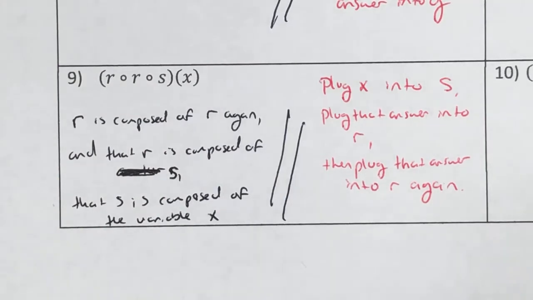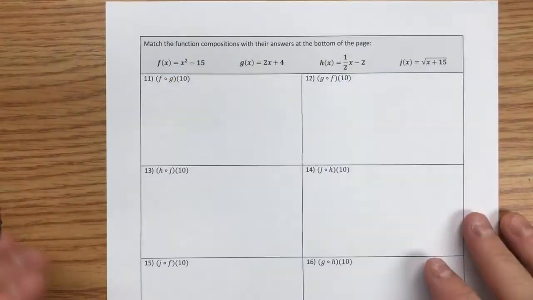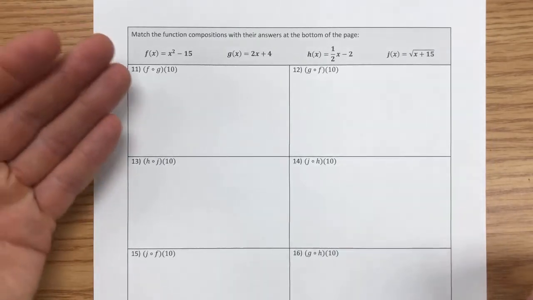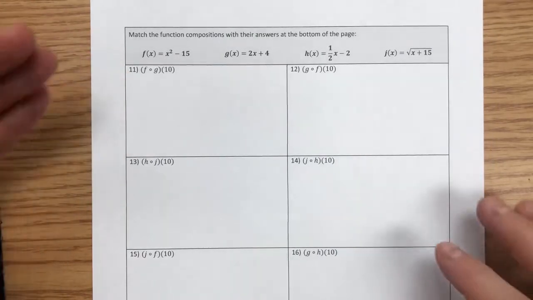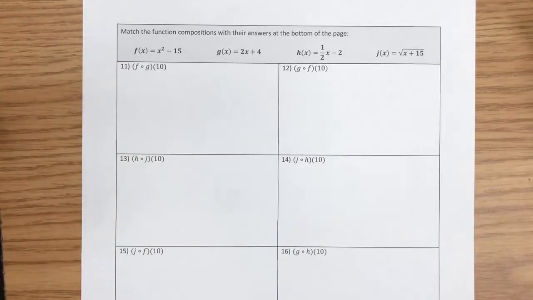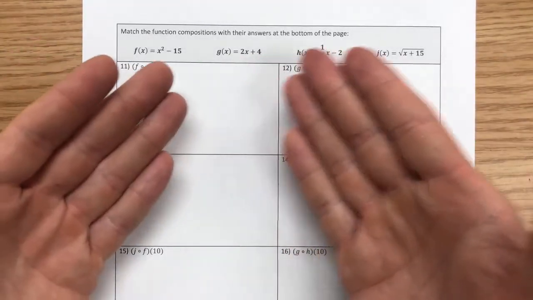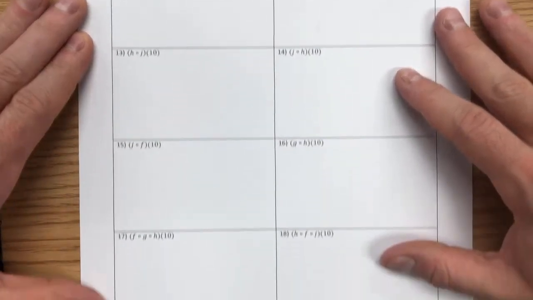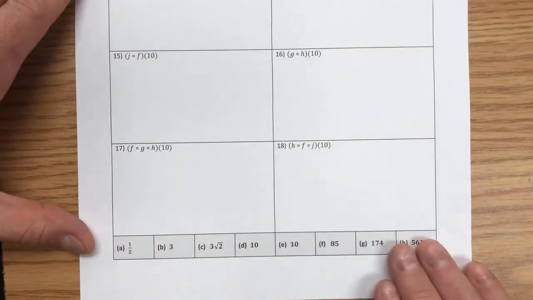Awesome. And so now that we've gotten the idea of what the context reads, let's jump into this. We're doing some more compositions, but here we're doing it in the new format. So what we're going to look at is that we have a couple different functions, f, g, h, and j. And we're going to check to see if we can match up our answers to our answers down here at the bottom.